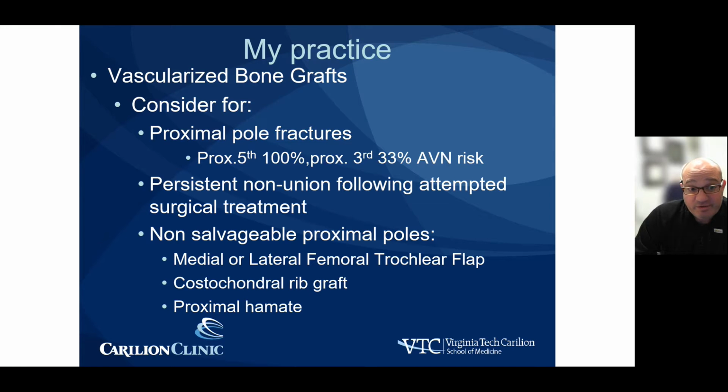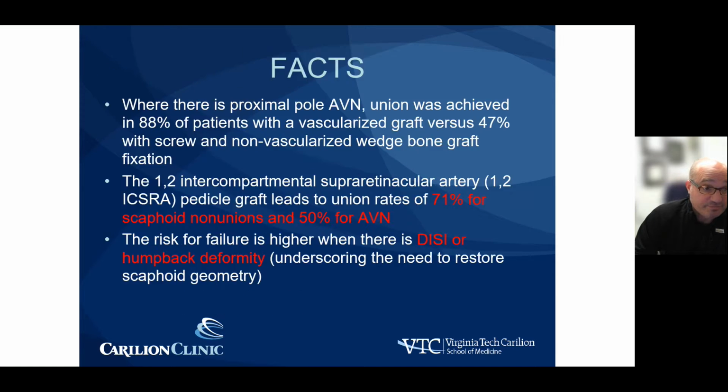When you have a persistent non-union after attempted surgical treatment, and when you have non-salvageable proximal poles, one of the things to consider in your practice is the medial or lateral femoral trochlear flap, or costochondral rib graft, or proximal hamate graft. The costochondral grafting technique has demonstrated excellent union rates and functional outcomes. The proximal hamate graft has the advantage of being a local donor site, but has limited reported outcome data, with only single case reports published. So when the cartilage is missing and the proximal pole is non-salvageable, these are some alternatives to include in your armamentarium.